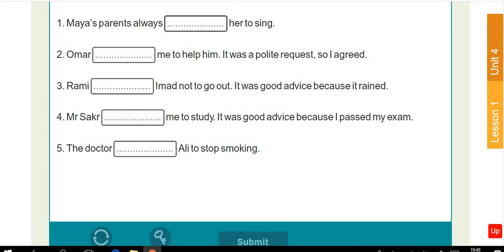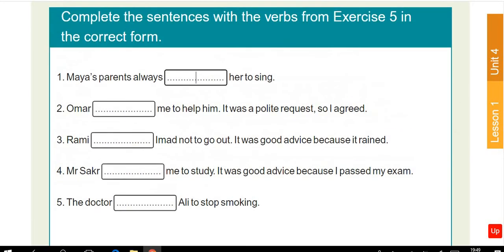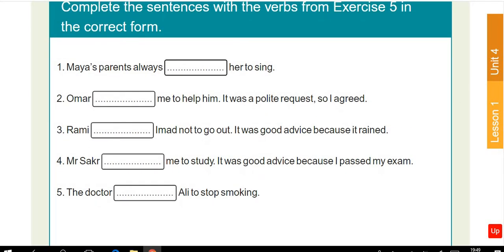So let's try to answer these questions. Okay, we are going to complete the sentence with the verbs from exercise 5 in the correct form. So, Maya's parents always encourage her to sing. Omar asked me to help him. It was a polite request, so I agreed. Rami warned Ahmed not to go out. It was good advice because it rained.